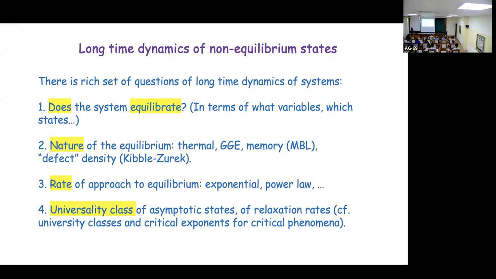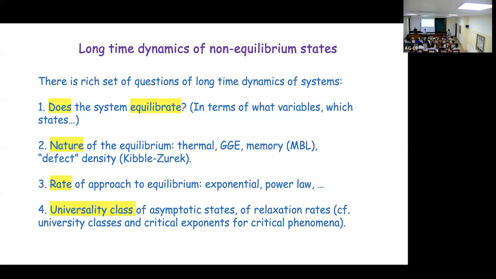So let me get started. Let me first give you the general context in which this particular problem that I'm going to talk about sits. This is about long-time dynamics of non-equilibrium states. There's a rich set of questions about long-time dynamics that you can ask. The first question is somewhat qualitative. It's about whether a given system equilibrates. And if it does, then what are the variables that I'm looking at which show equilibration? And what's the initial state that I start with?